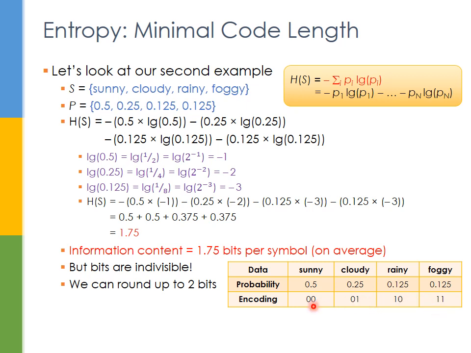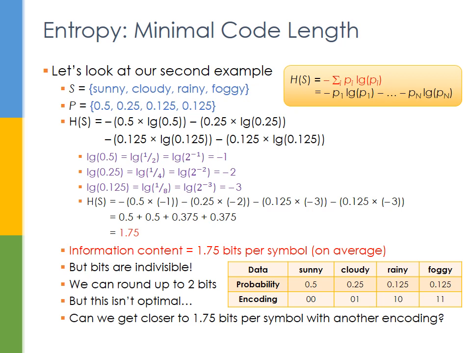Obviously, we could use these codes interchangeably for any one of the particular symbol values. So for example, we could have used the code 00 for cloudy, as long as all of these encodings are distinct. However, this obviously isn't optimal because what we are doing now is we are using 2 bits for each of the codes rather than the optimal 1.75 bits per each of the codes for each of the symbols in our set S. So the question then is, can we get closer to this optimal value of 1.75 bits per symbol using some other kind of encoding?